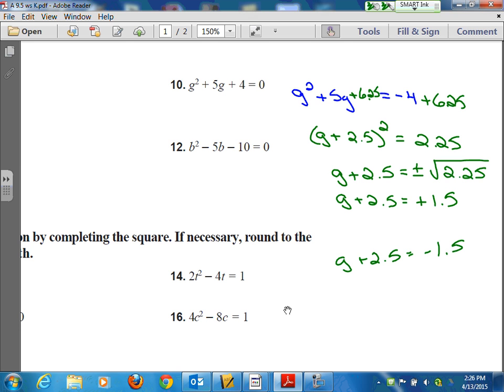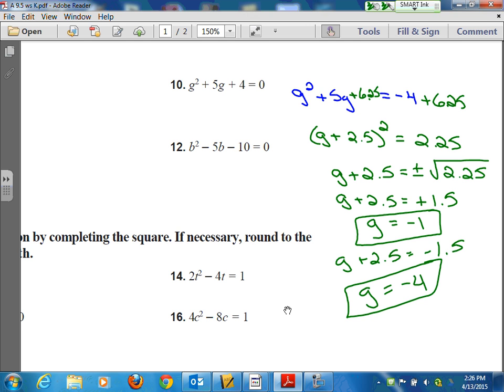Now if I solve the top equation, I'm going to get g equals, if I subtract 2.5 from both sides, I'd get a negative 1, my first answer. And if I subtract 2.5 from both sides on the bottom one, I'd get, I think that's negative 4. There we go. So my first answer is g is negative 1, and my second answer is g is negative 4.